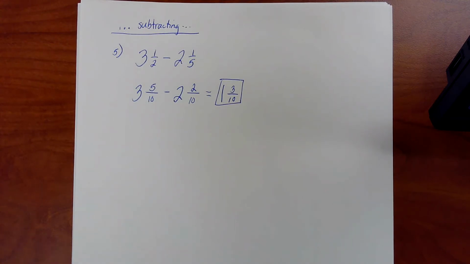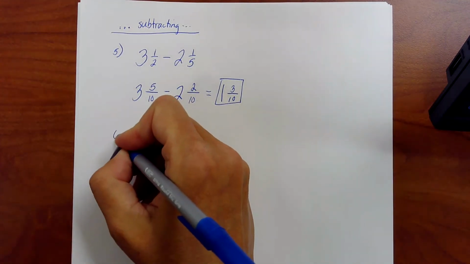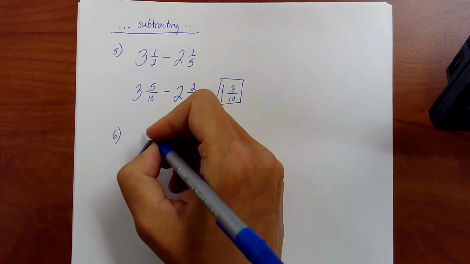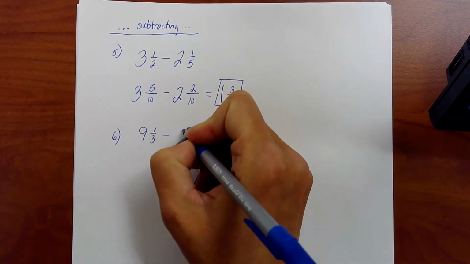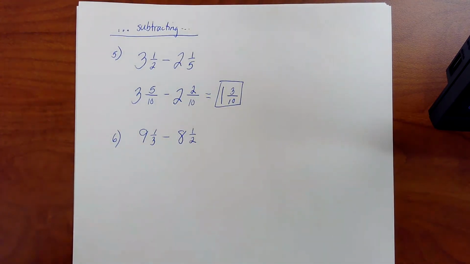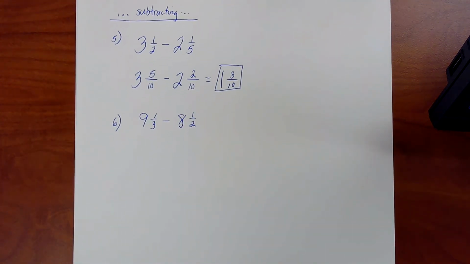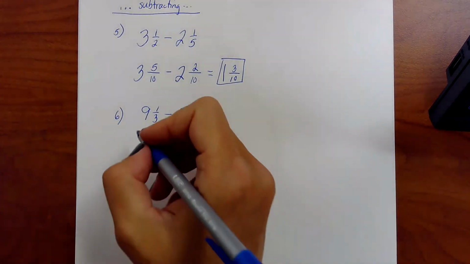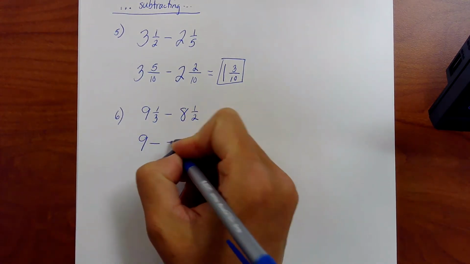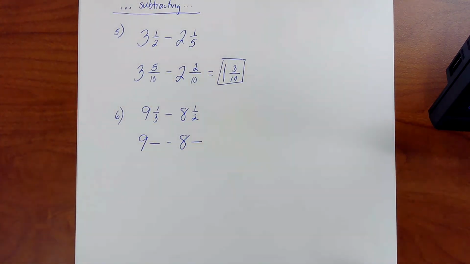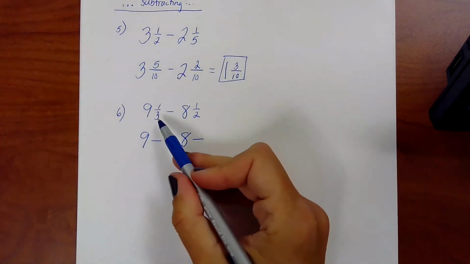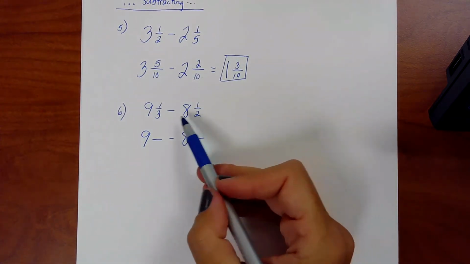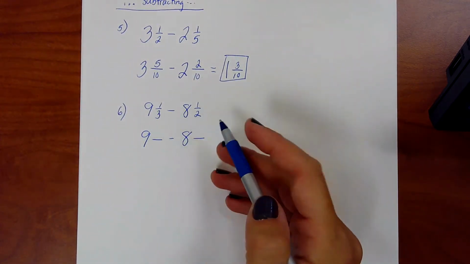Okay, now let's try one that's a little harder. And you'll see why in a second. So let's do 9 1/3 minus 8 1/2. Okay, it doesn't look harder yet. We'll do the same strategy. Set up your mixed numbers, and now we need a common denominator for 3 and 2. 3, 6. 6 will work.